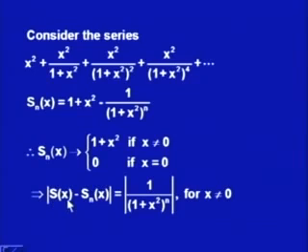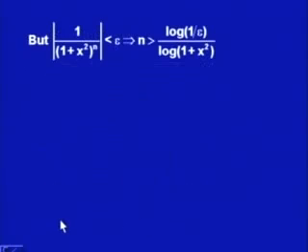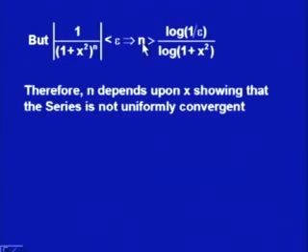So, that means S(x), that is the sum of this infinite series, minus the partial sum is equal to 1 over (1 plus x square) raised to power n for x not equal to 0. But we know that modulus of 1 over (1 plus x square) raised to power n is less than epsilon if n is greater than log(1 over epsilon) divided by log(1 plus x square). That means this n we can choose for a given epsilon depends upon x, and therefore n depends upon x, showing that the series is not uniformly convergent.